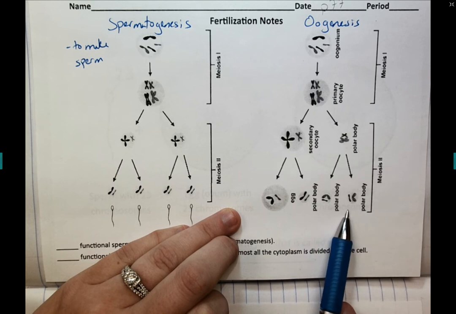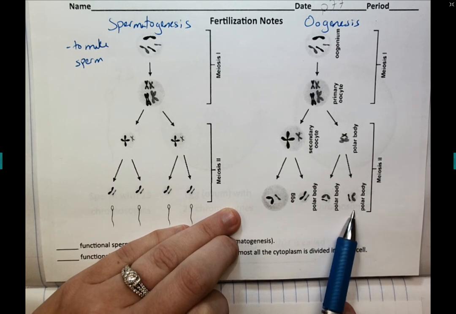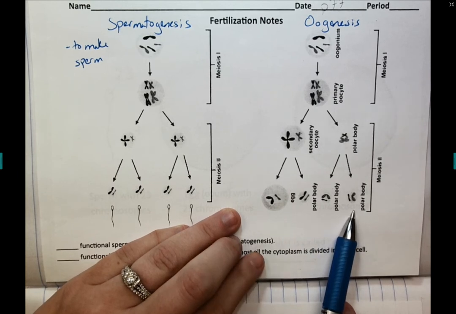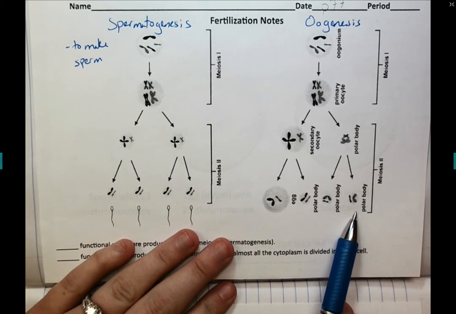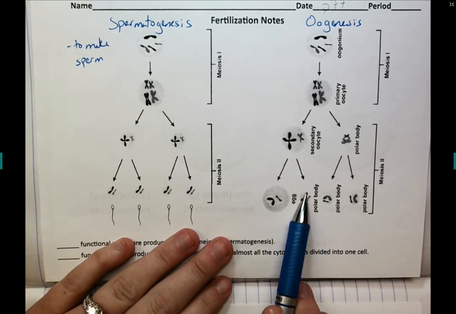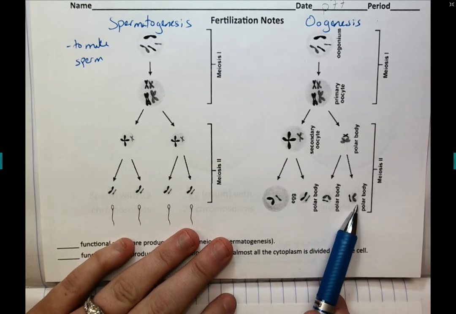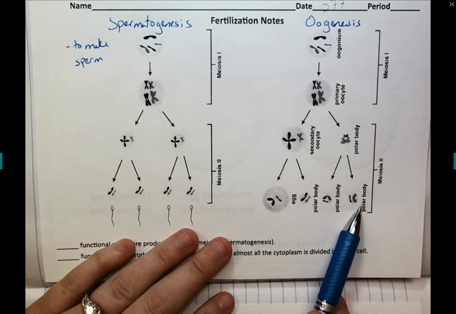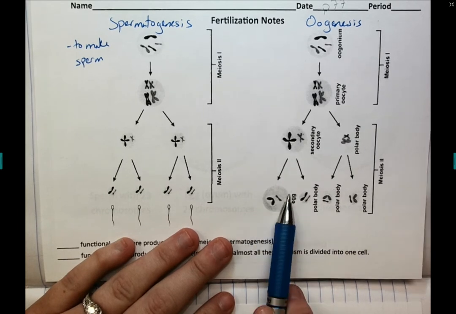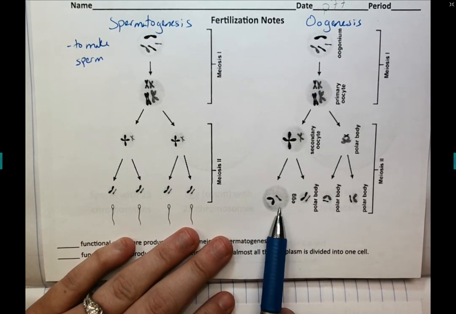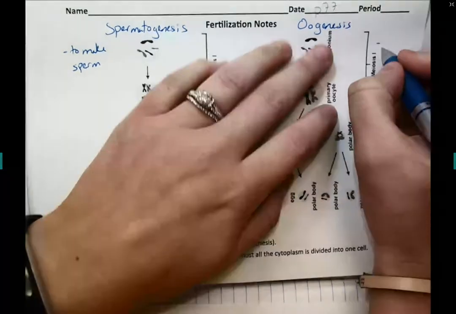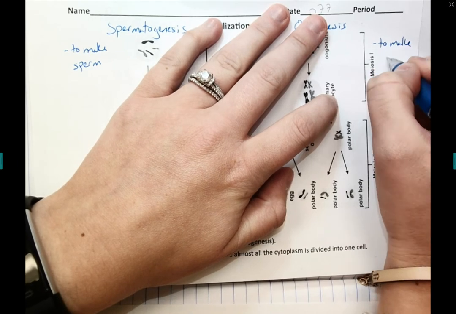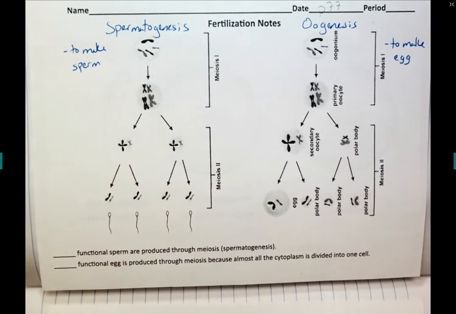These polar bodies that are made are not used in fertilization to create offspring. Technically, a polar body could be fertilized by a sperm, but it would not result in an offspring. Most polar bodies are basically going to be discarded as junk by the body, leaving just the single egg to undergo fertilization. So oogenesis, right? We are making the egg for the female.